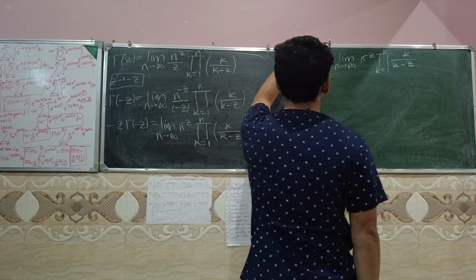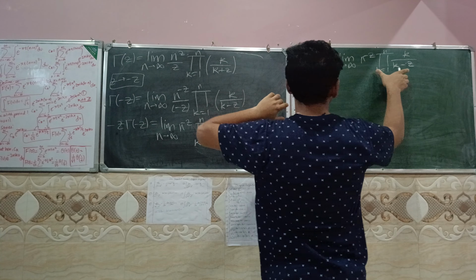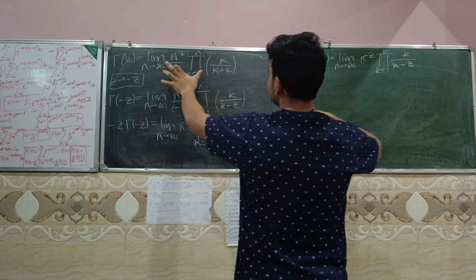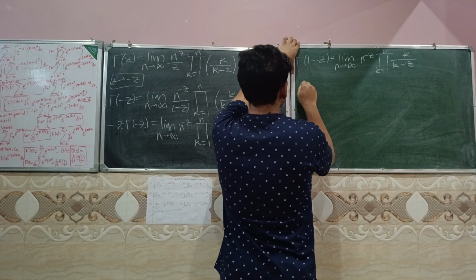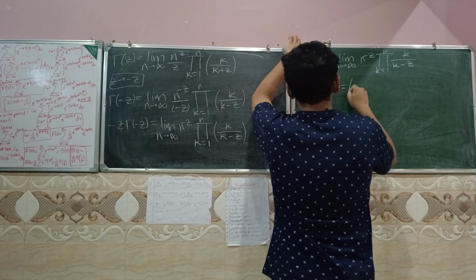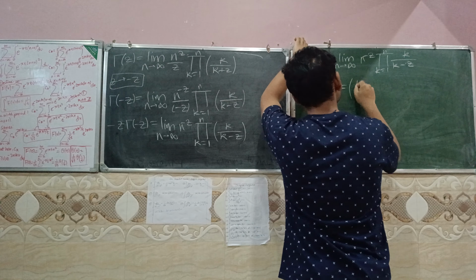Okay, now we are having this equation and this equation, right? So I'm just gonna multiply them both with each other. So basically we are having gamma of z times gamma of 1 minus z, right? Because gamma of z times gamma of 1 minus z is this. And let's talk about their results. So limit n tends to infinity of n to the z over z times the product as k goes from 1 to n of k over k plus z, and then a parenthesis, right?